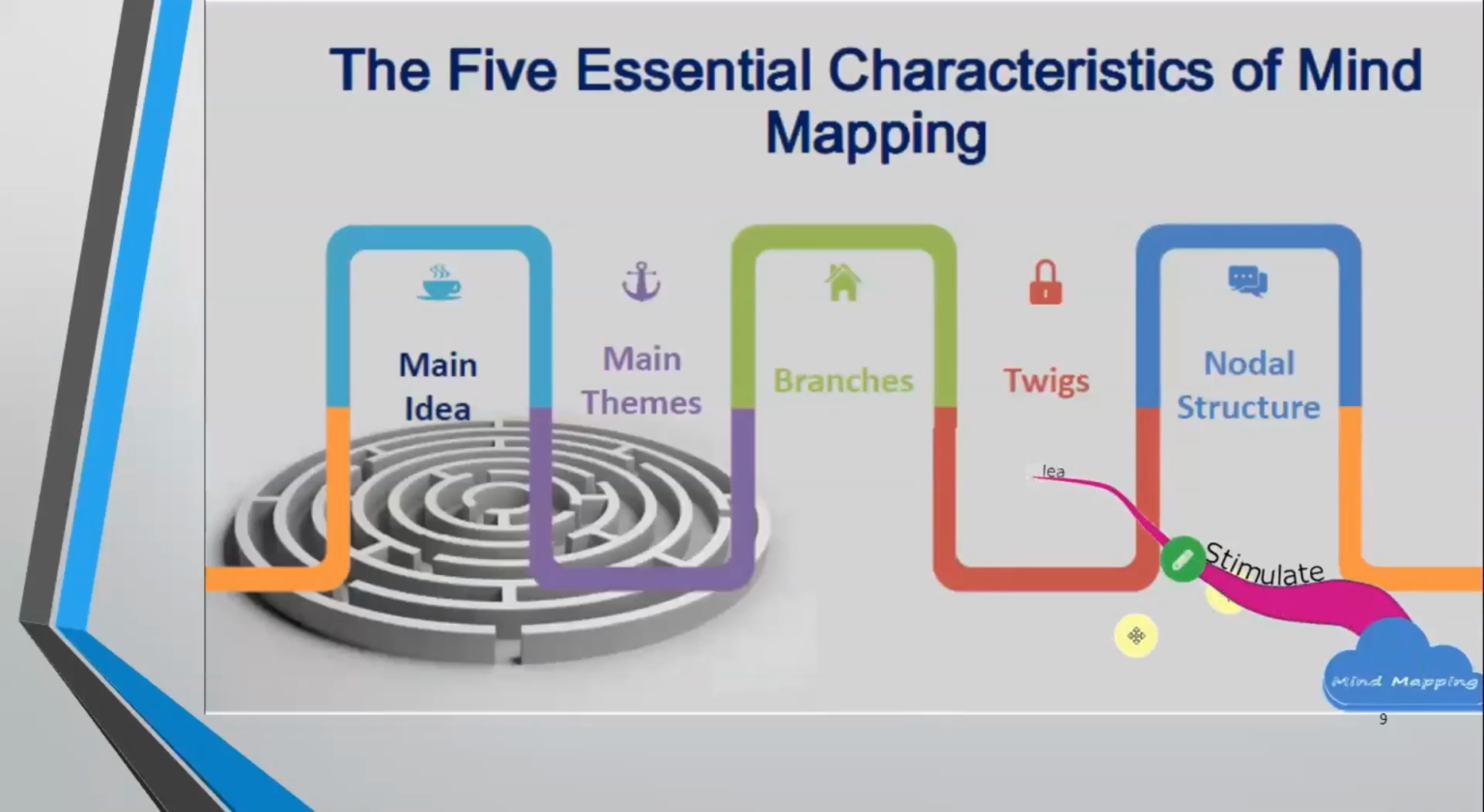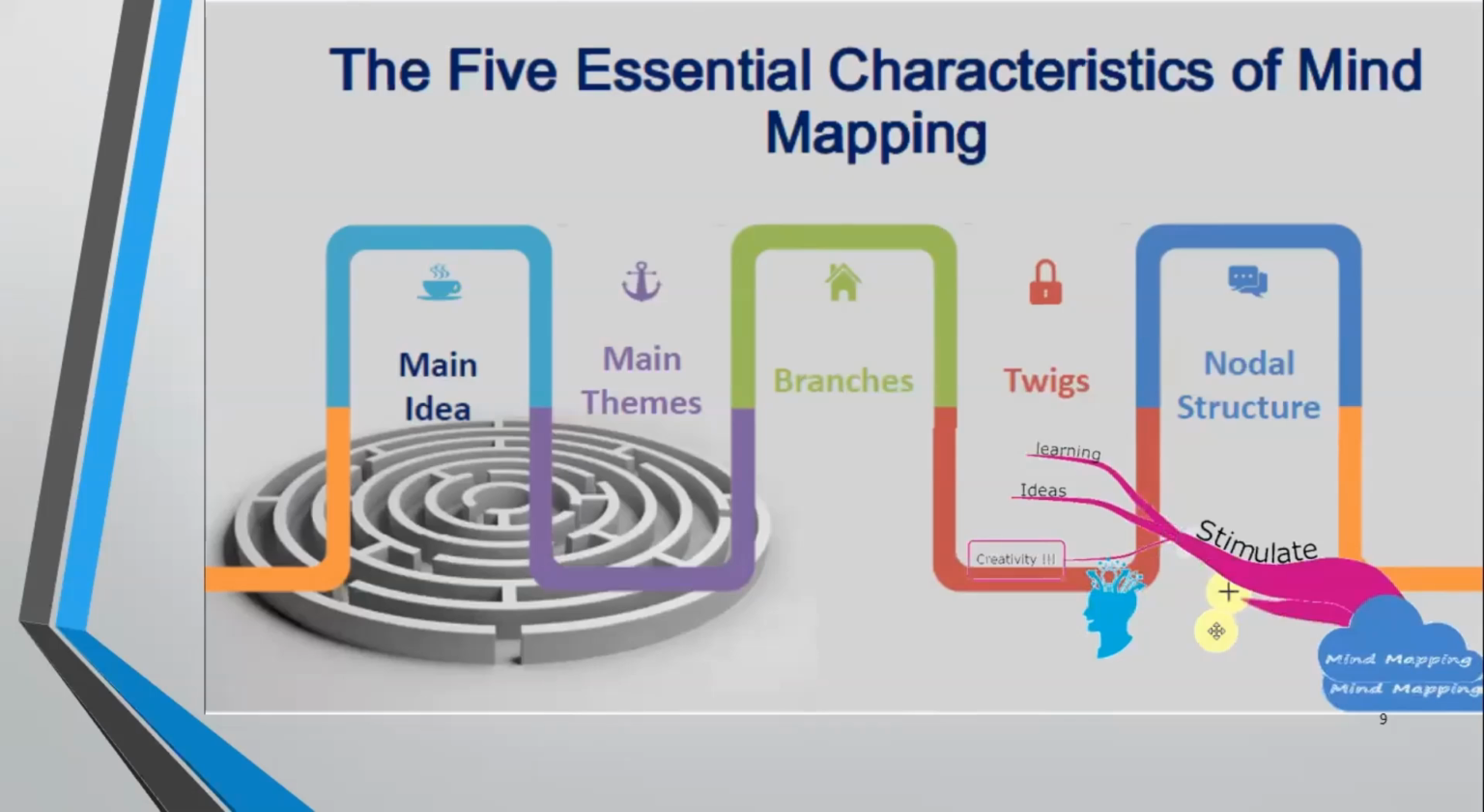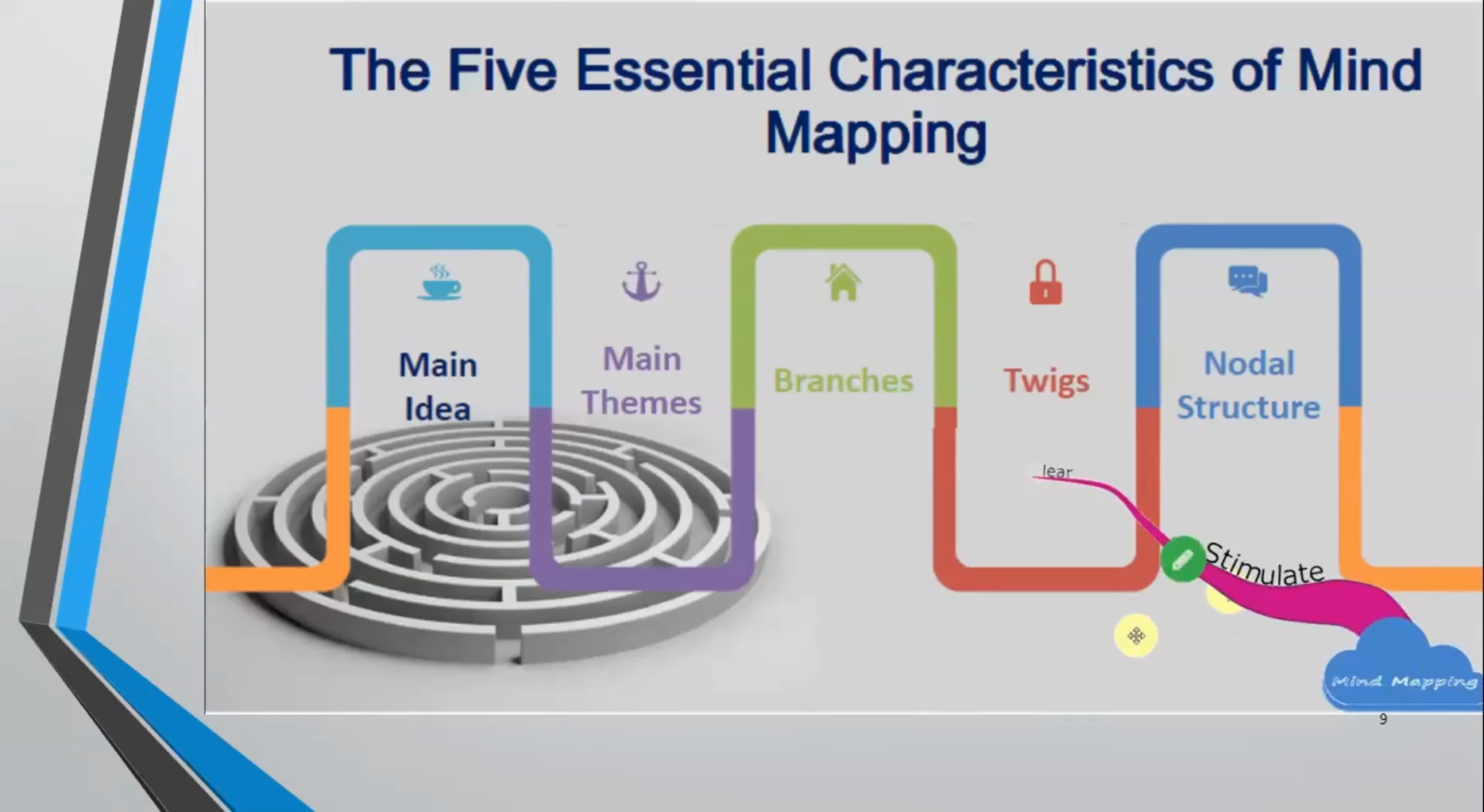So here I was discussing different characteristics of the mind map, that we have to start our mind map through the central image or the central idea. Then we can connect this idea towards the central or main theme, and through the main theme, then different branches, twigs, and nodal structure. So these are the characteristics of mind mapping and how we can map our ideas.